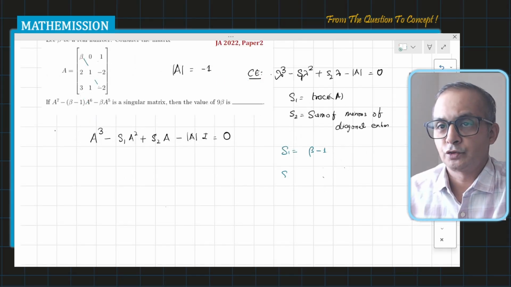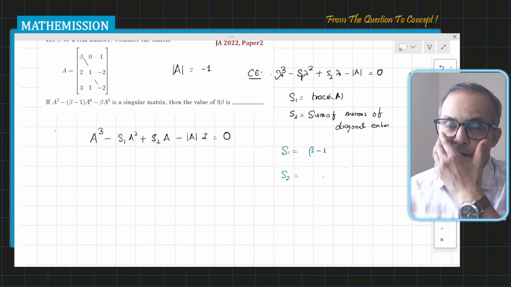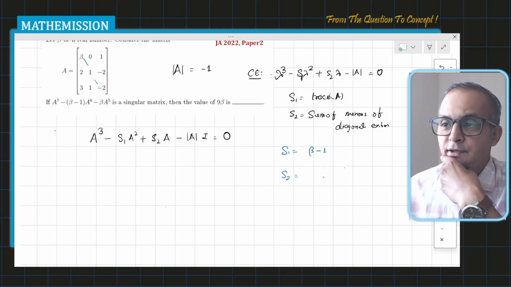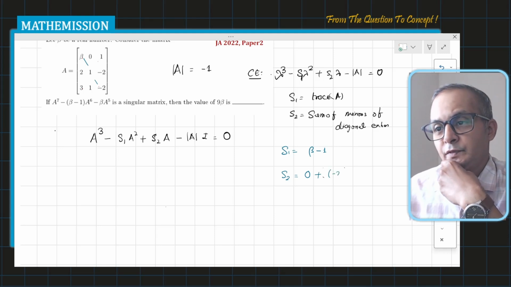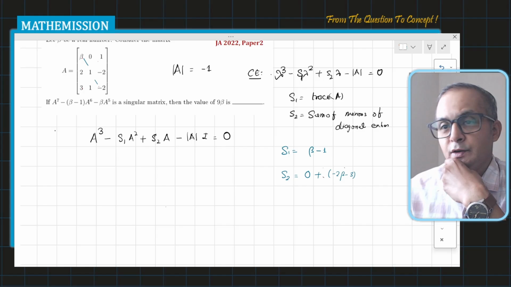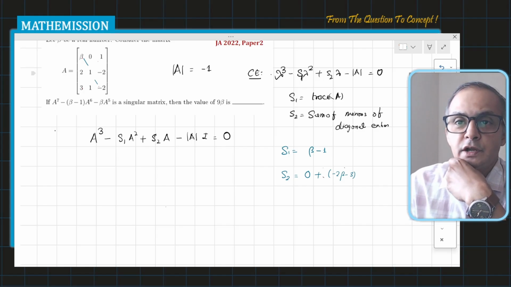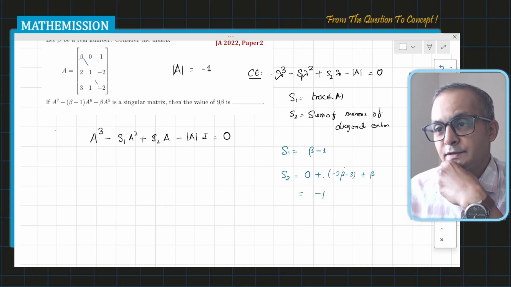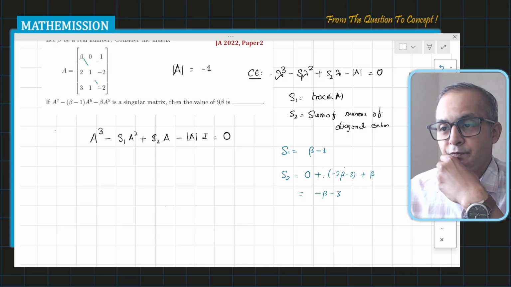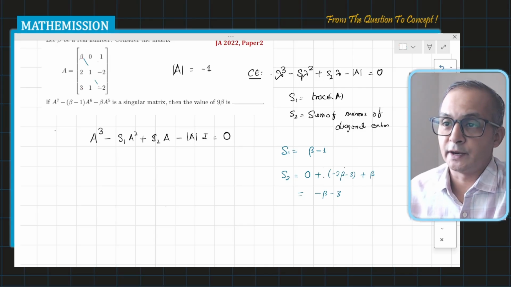And S2 means the sum of the minors. So what is the minor of beta? That is 0. What is the minor of 1? Minus 2 beta minus 3. And what is the minor of negative 2? That is going to be beta. So if I add them up, I will get minus beta minus 3. So this is our S2, and the determinant I already have.